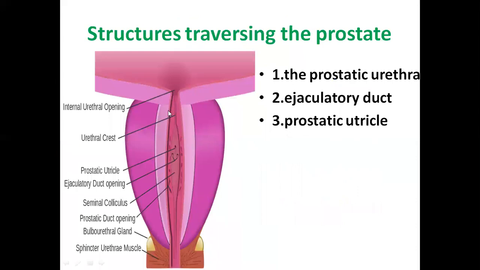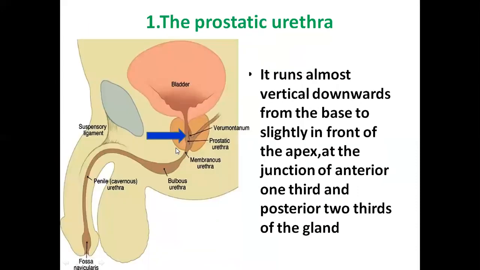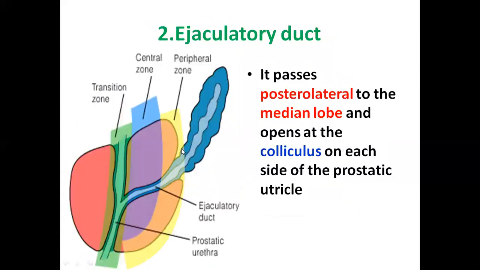The structures traversing or piercing the prostate gland are the prostatic urethra, ejaculatory duct, these two are. Okay, and this is the prostatic utricle. The prostatic urethra, it runs almost vertically downwards from the base of the urinary bladder, slightly in front of the apex at the junction of the anterior 1/3 and posterior 2/3 of the gland. As I already told you, the gland is not equally divided, but we have anterior 1/3 and posterior 2/3 of the gland between which the prostatic urethra is running.